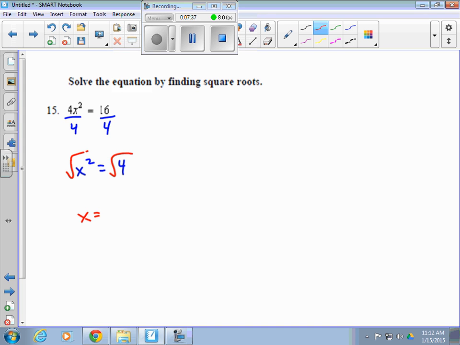X equals, now the square root of 4 is both 2 and negative 2. So you can write 2 comma negative 2, or you can do plus or minus 2. Both of those represent two answers, both 2 and negative 2.